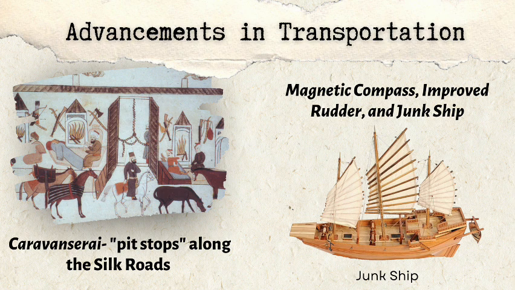And the Chinese junk ship, shown on this slide, was a large and strong ship that could carry large amounts of goods and was adept at surviving rough waters.